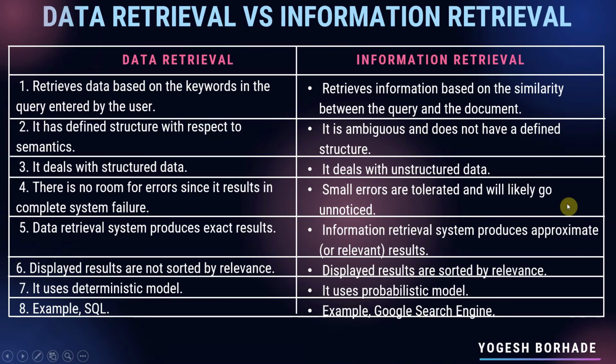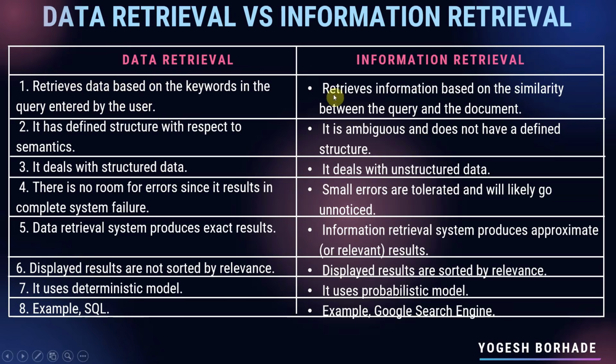Okay, so now we'll move to the first important topic under the basic concepts of IR. So that is the data retrieval and information retrieval, and we'll understand this concept in the form of the difference between them. Okay, so first is data retrieval. From the name only we can understand that it will retrieve data, right? But how will it retrieve data? So it will retrieve data based on the keywords in the query entered by the user. Okay, so it will retrieve data based on the query. So whatever query the user enters, it will retrieve data according to it.